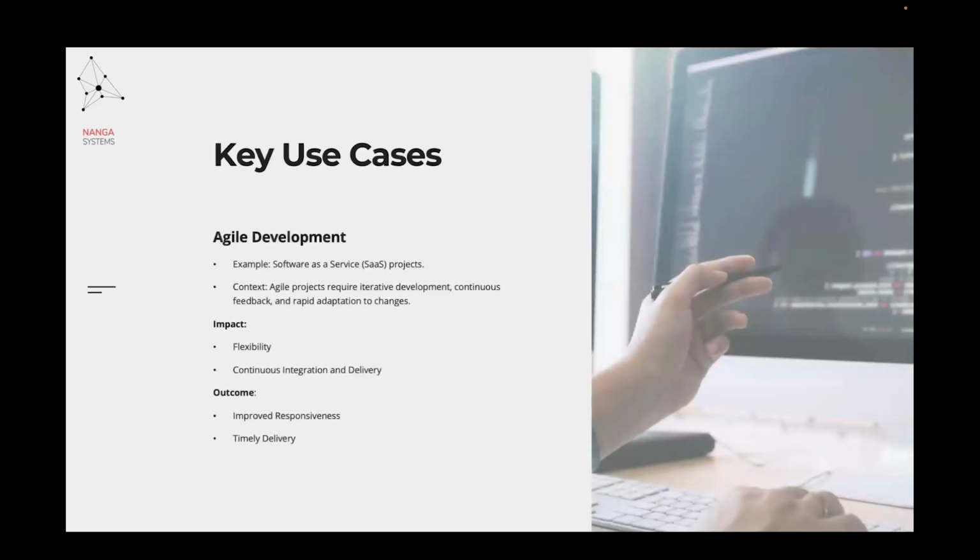Our last use case is agile development, where the example can be a software as a service project. And the context is the agile development itself, where agile projects require iterative development, continuous feedback, and rapid adaptation to changes. The impact is flexibility, because requirements management, in this case, or agile development, has to support dynamic requirement changes, accommodating the iterative nature of agile methodologies.